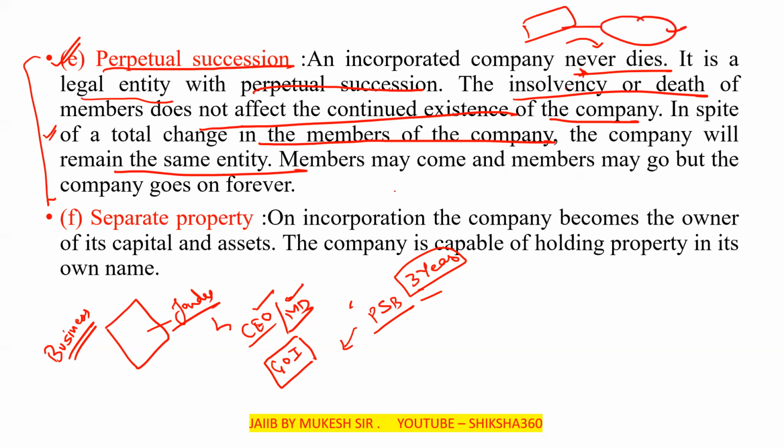So members may come and members may go, but the company goes on forever, clear. Some members will join, some members will leave, but the company remains forever. That is the important thing, that is perpetual succession.